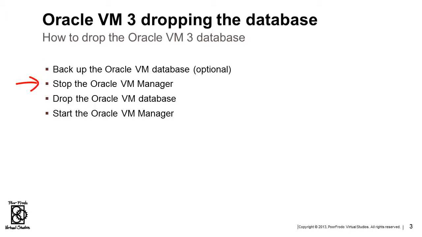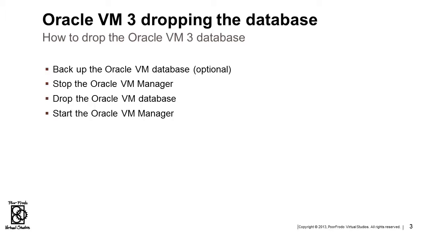The next step is to stop the Oracle VM Manager. The database must remain up and running during the operation, but the manager needs to be quiesced. Whether you are using Oracle or MySQL as the database engine, you will then run the OVM upgrade tool to drop the database. Now, after that, you will start the Oracle VM Manager again. At this point, you'll have a completely blank slate once you log into the manager again. Now let's take a look at the steps live.